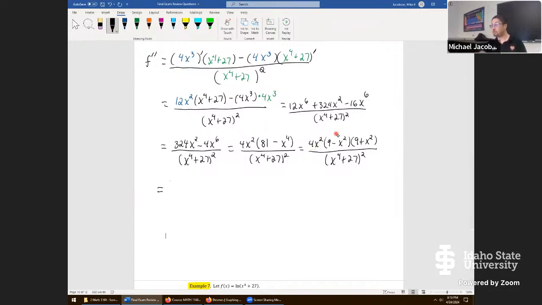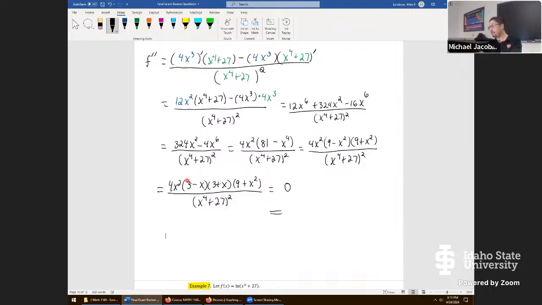This portion factors further, so we have 4x squared, 3 minus x times 3 plus x, multiplying 9 plus x squared, all divided by x power 4 plus 27 squared. This is as far as we can factor. That's a sum of squares, so it doesn't factor any further. That means we can set it equal to 0 and solve right at this step. And the whole reason for all the factoring is the only possible way that this is really equal to 0 is if the numerator is 0.